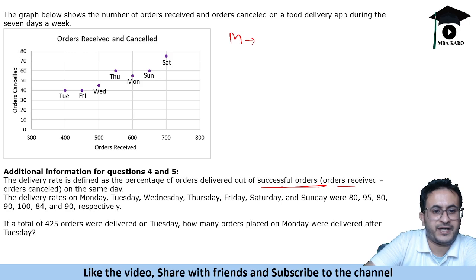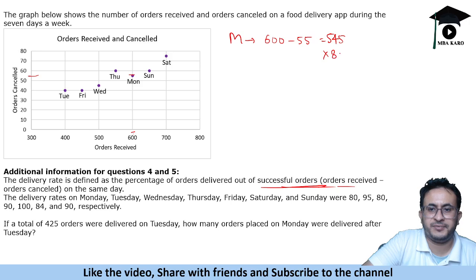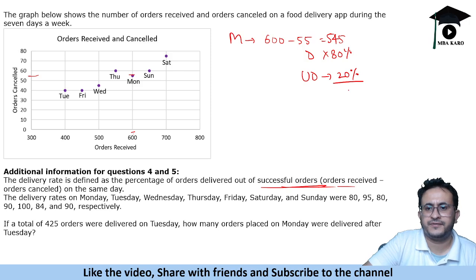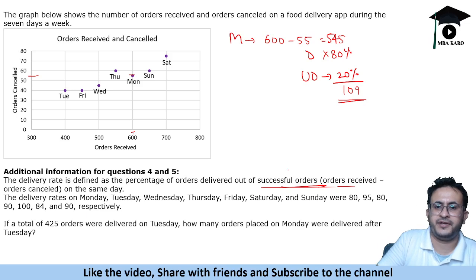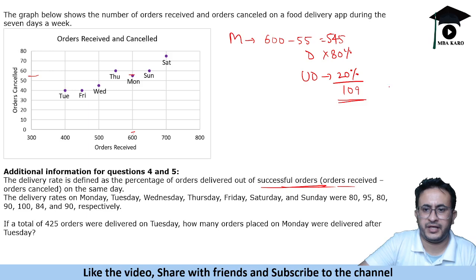So Monday we have 600 orders and 55 are cancelled. So we have 600 minus 55, we have 545 orders. Okay, so 545 orders, 80% are delivered. So undelivered are 20%. That means we have 109 undelivered. Okay, so that's how we will get undelivered. First of all we have to subtract cancelled from orders received and then find the percentage, that will give us the undelivered ones. So 109 are undelivered.